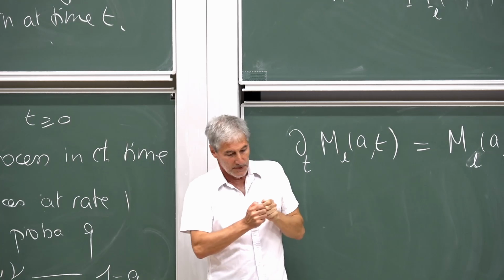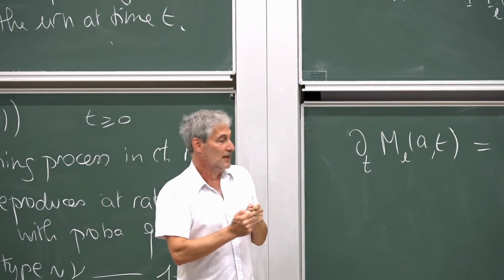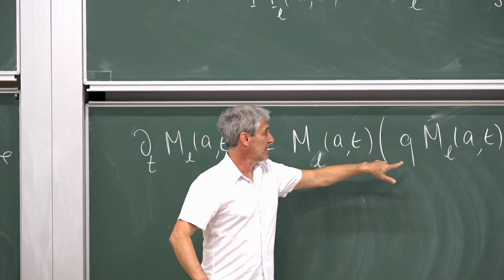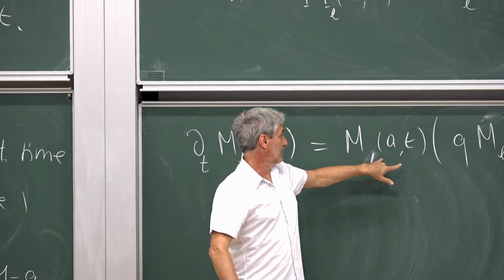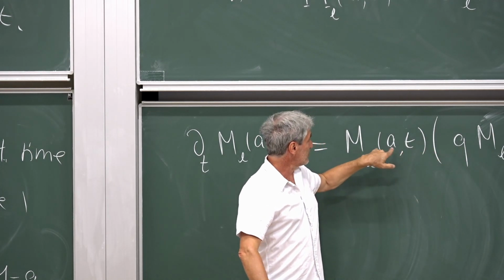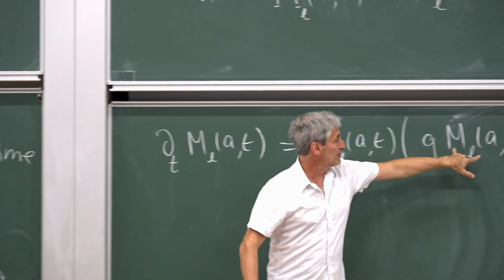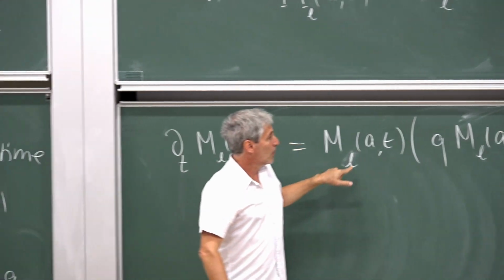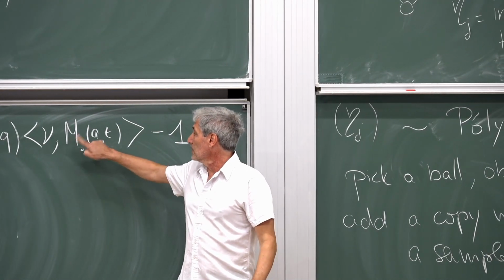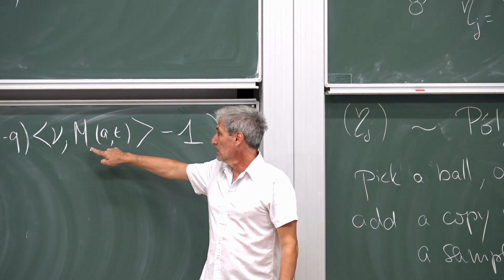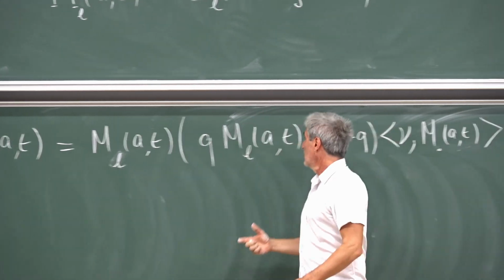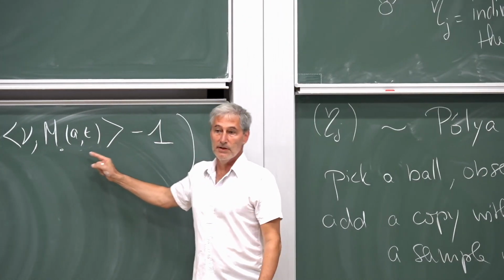You look at the first birth event of your branching process. Either you produce a copy of the ancestor, which occurs with probability q, and this corresponds to the fact that you get this quantity multiplied by the same quantity. Or with probability 1 minus q, you produce an individual with type distributed according to mu. You still have, of course, the initial ancestor, but this gives rise to the second one, and you subtract one.